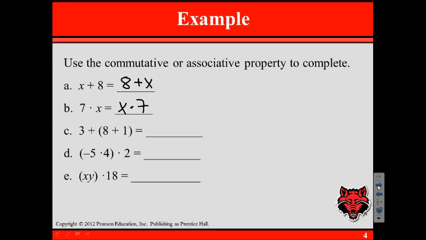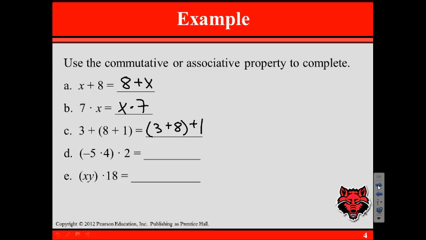Now, in examples C, D, and E, we have more than two terms, or more than two numbers, values. And so we're going to use the associative property for these last three examples. 3 plus 8 plus 1 is the exact same thing as rearranging the parentheses and first adding 3 and 8, and then adding 1.